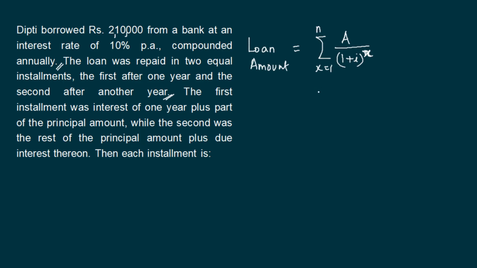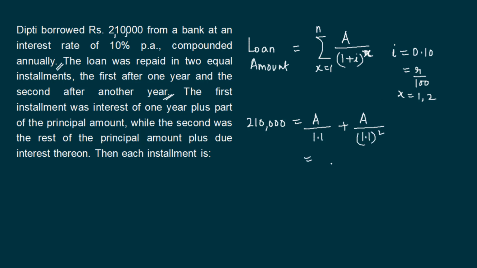In our case n is 2, we are repaying it in 2 equal installments, and i is 10%, that is 0.10, because i equals r by 100. And in our case x will assume values 1 and 2. Loan amount is 2,10,000. So 2,10,000 should be equal to a upon 1.1 plus a upon 1.1 whole square. 1.1 whole square is 1.21. So let's take LCM 1.21.